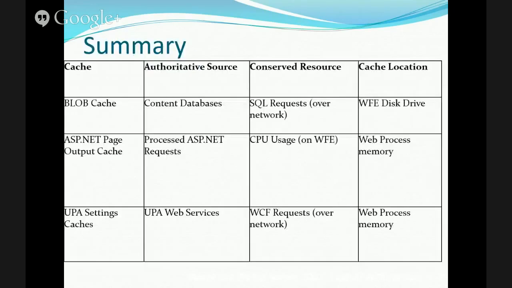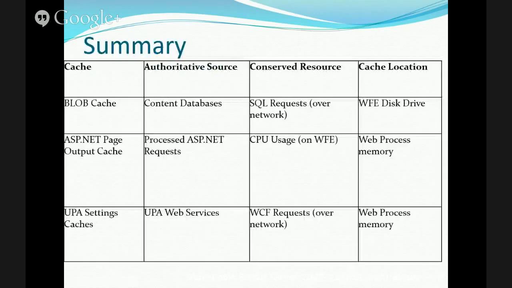So these are the typical things that we look at. As far as object cache is concerned, we are again looking at object cache in terms of SharePoint. So you have a SharePoint object model. When you look at the authoritative source for your object cache, it is going to be the SharePoint web service. The conserved resource for the cache again will be the usage of the network, and the cache is going to be for every process and per memory. So that is your cache that we look at.